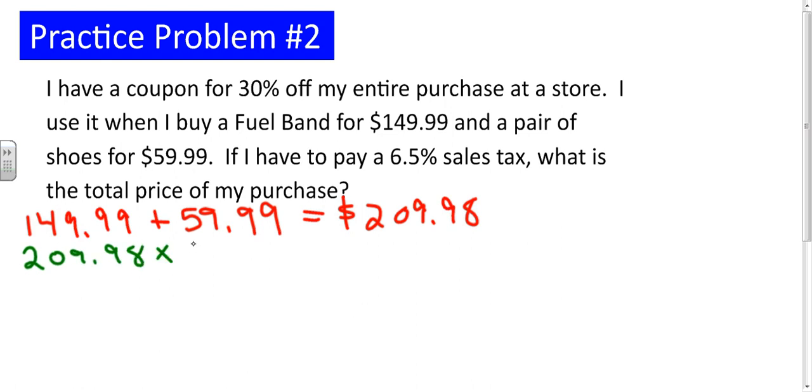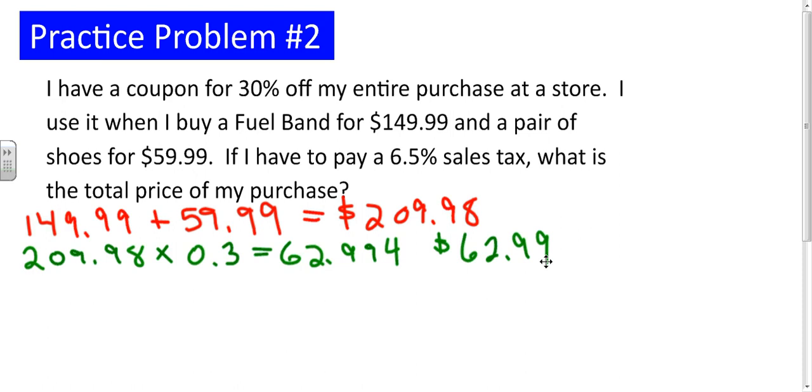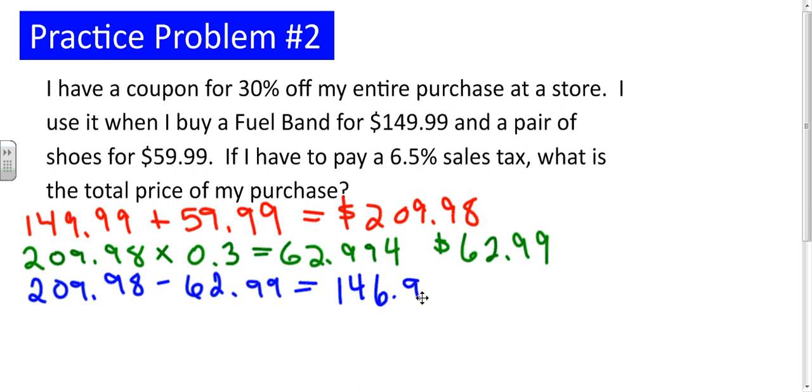$209.98. I've got a 30% discount, and that works out to $62.994, and that's just going to round to $62.99. That is how much my discount is. And now I want to figure out what the sale price is. So I'm going to take my $209.98 and subtract $62.99. And I get $146.99.